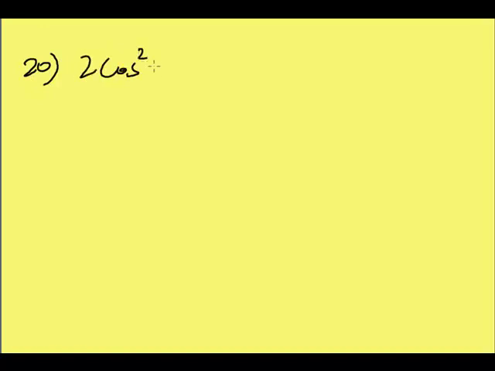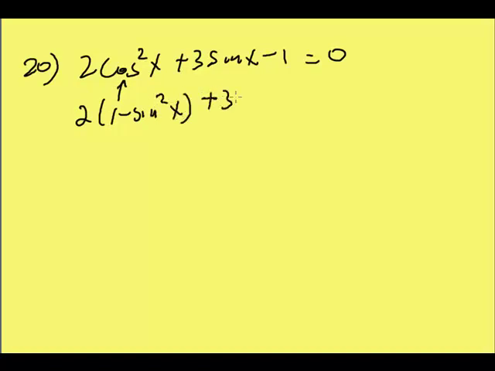2 cosine squared x plus 3 sine of x minus 1 is equal to 0. Again, I have sine and cosine. What does that mean? What do I have to do? Trigonometry. Okay, what is the trigonometry for that? Okay, 1 minus sine squared x plus 3 sine x minus 1 is equal to 0.